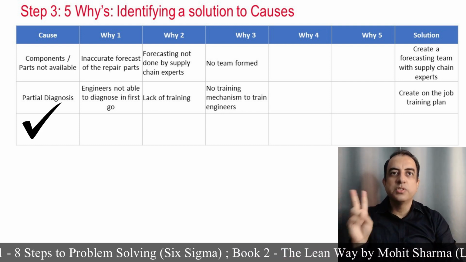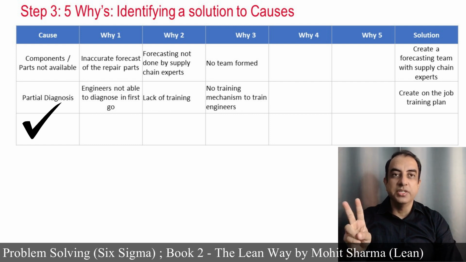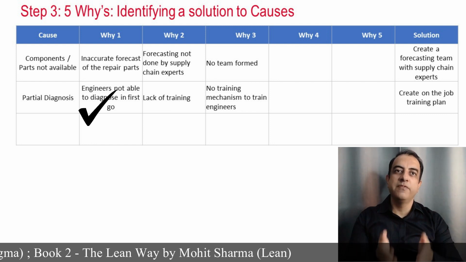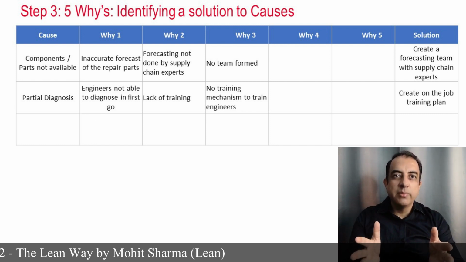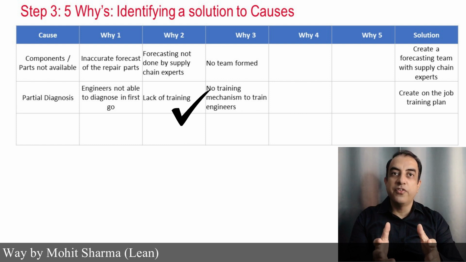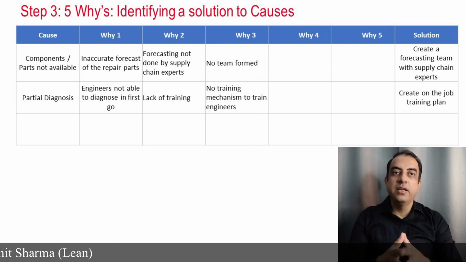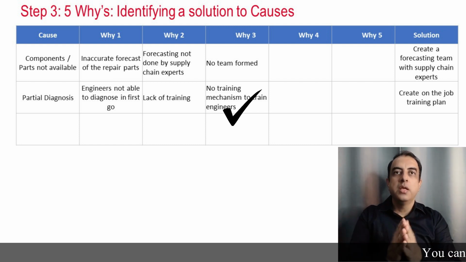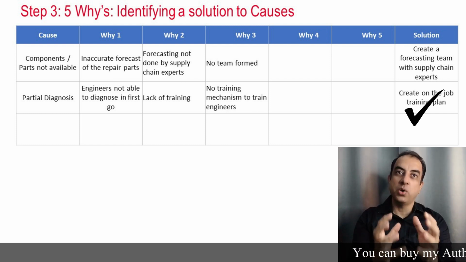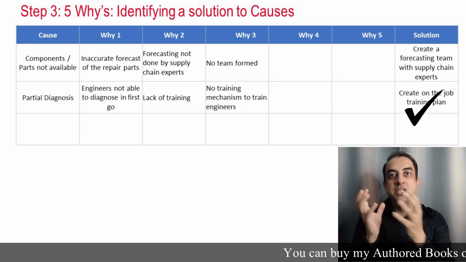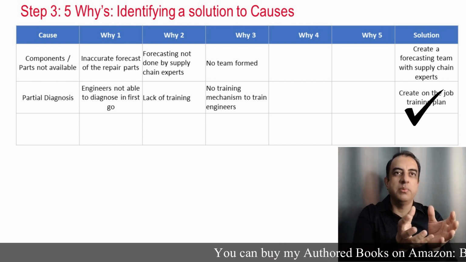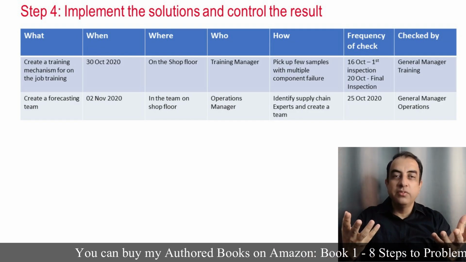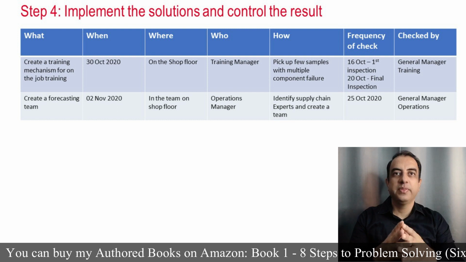The second prioritized cause was partial diagnosis by the engineers. Why? Because they were not able to diagnose the entire problem in the first go. Why were they not able to diagnose? Because of lack of training. And why lack of training? Because there was no training mechanism to train them on the job. So the solution identified is to create an on-the-job training module to enhance engineers' ability to identify all the problems in one go. Step number 4 is to implement these solutions and control the result.